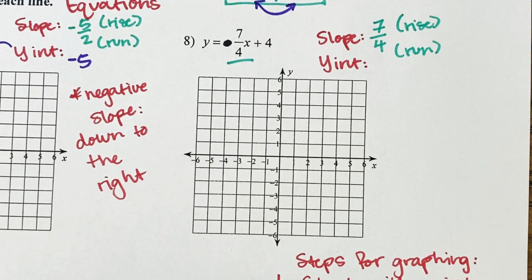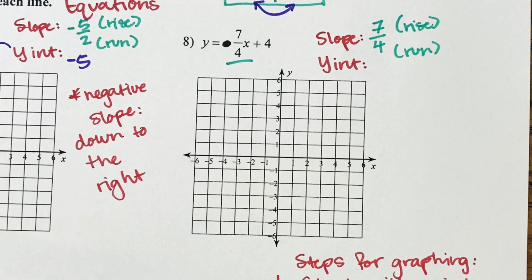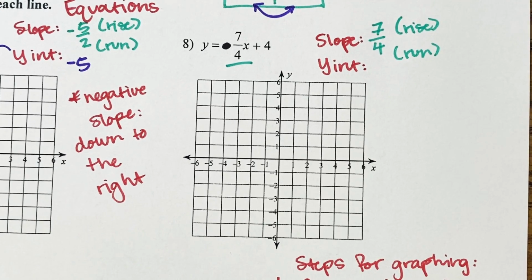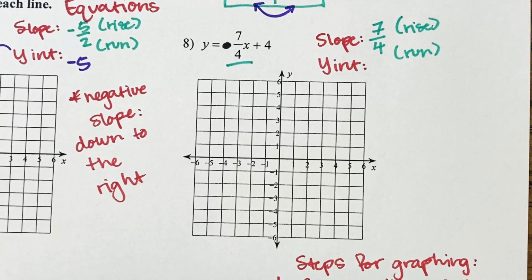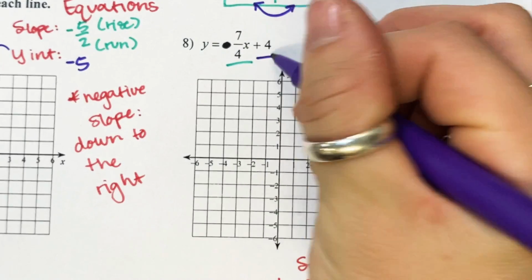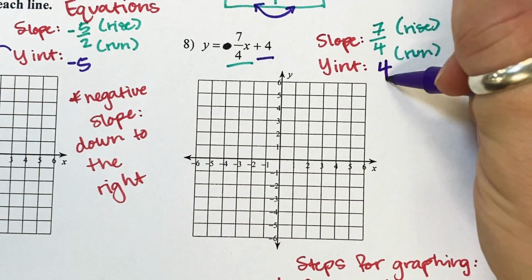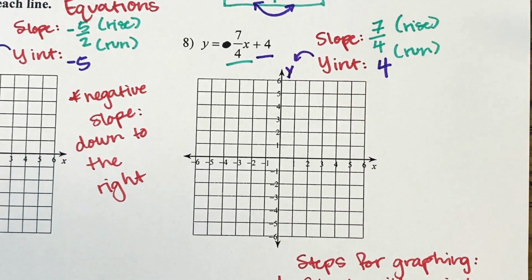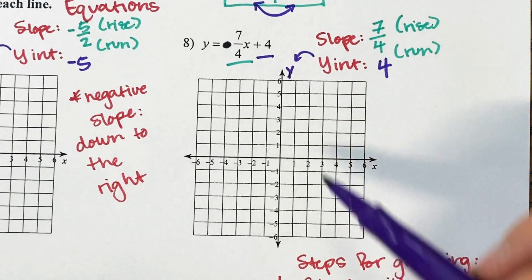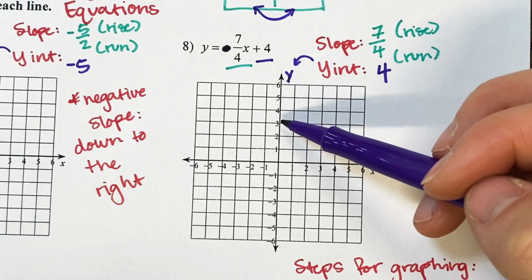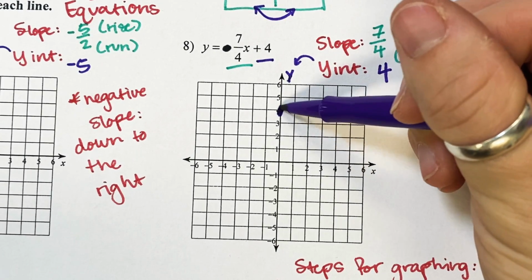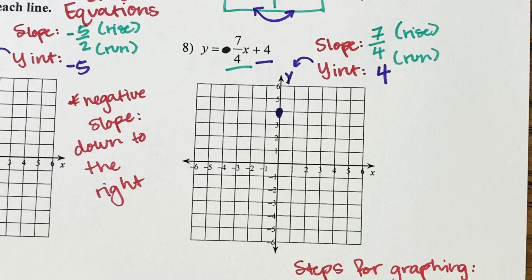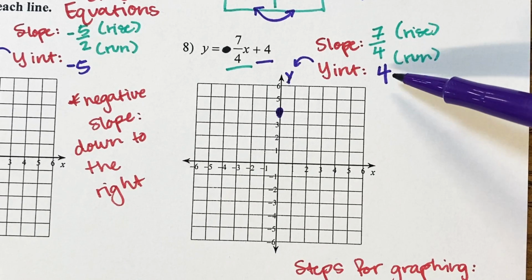What is my y-intercept? What is the number on the end that doesn't have an x attached? It's going to be that positive 4. Our y-intercept is our starting point, our first step. So find positive 4 on your y-axis. That's going to be right there. Put your first point. Now we need to rise 7 and run 4.